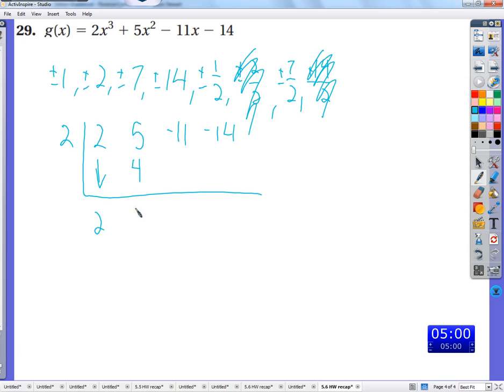2, 4, 9, 18, 7, and 14, 0. Okay, so we get 2x squared plus 9x plus 7. If we put in negative 7/2, I just want everybody to know it would work, of course. But it could be a little easier. Yes? Jade. Ooh, Jade is right there. Okay, and what do we do with this guy here?